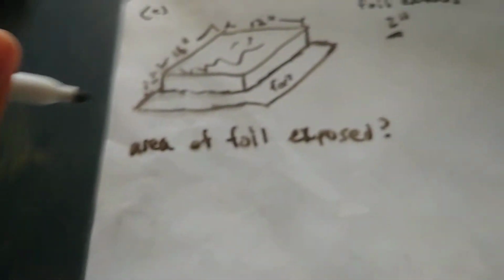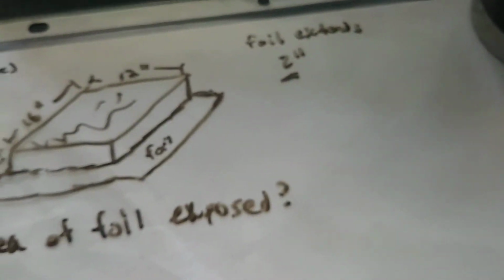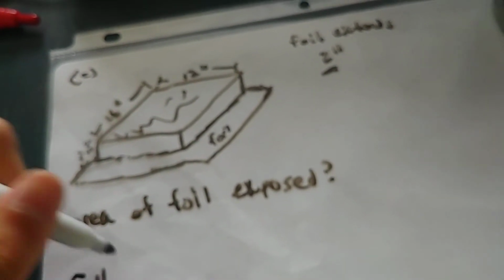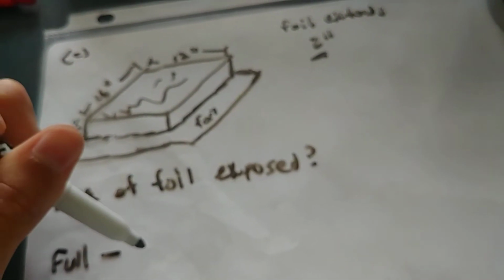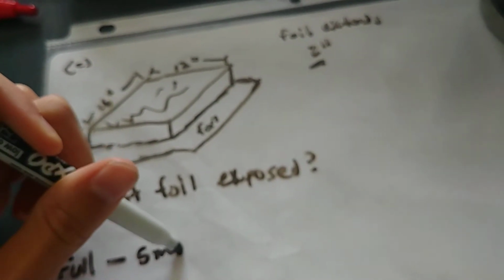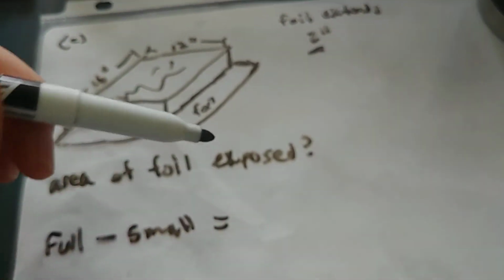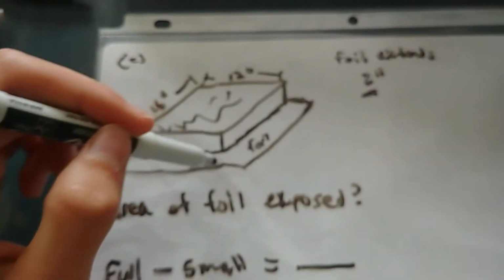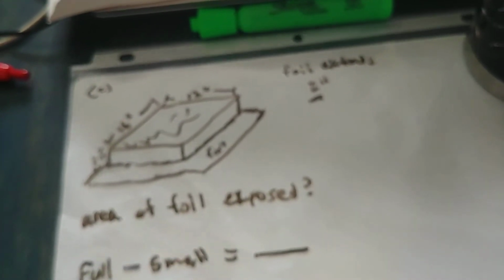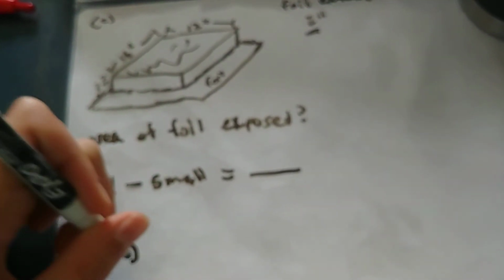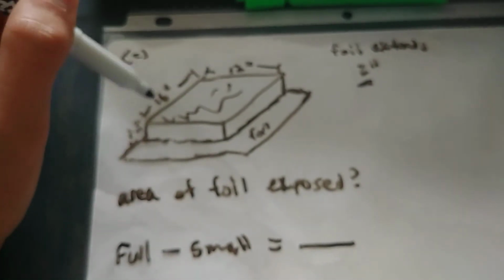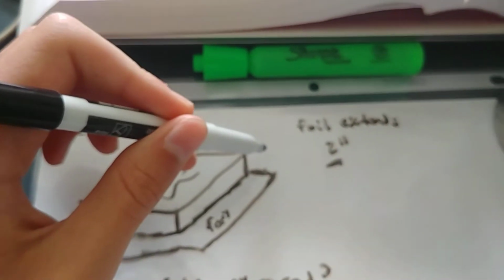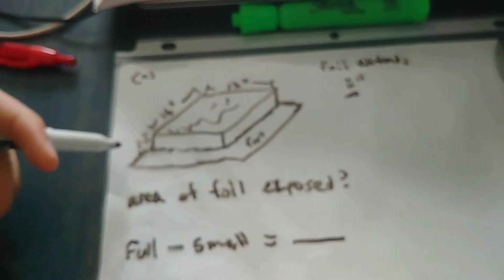Well, foil exposed, there's lots of ACT questions like this, and you have to do the full thing minus the small thing. Sometimes it's something that's shaded, so we have to figure out the full foil thing. And the area is length times width. So if we see this is 12 inches and it extends 2 inches, don't say 14, that's a common mistake. It would actually be 16 because it's 2 inches on both sides, left and right.